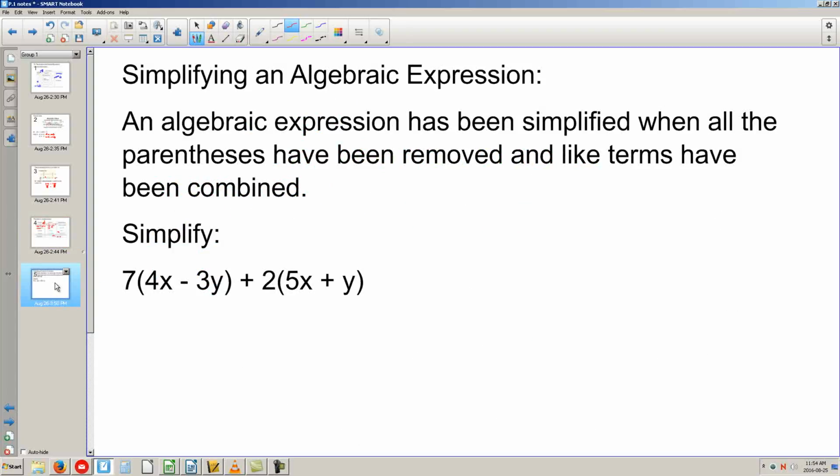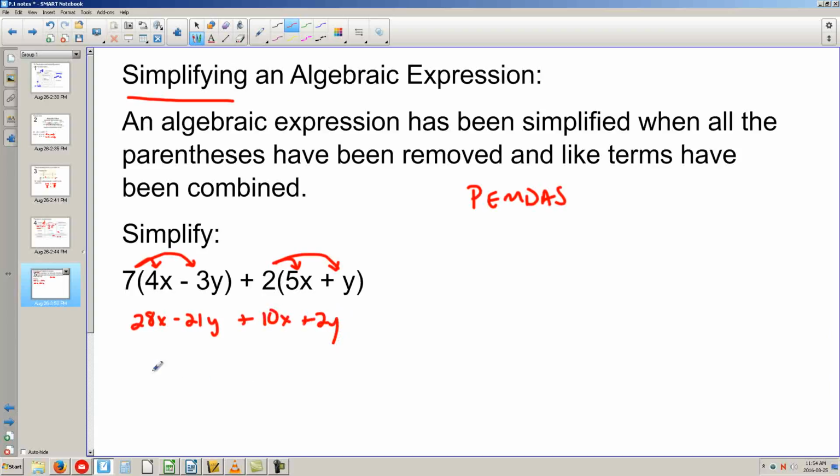Okay. When we are simplifying, when the word simplify pops up, we're going to go ahead and use PEMDAS to combine like terms and to simplify. So in this case, we're going to take care of parentheses first. There's nothing we can do in the parentheses, so we're going to distribute. Distribution property right here. 28x minus 21y plus 10x plus 2y. Now we're going to look for all the multiplications done here. Now we're looking for addition and subtraction to simplify.